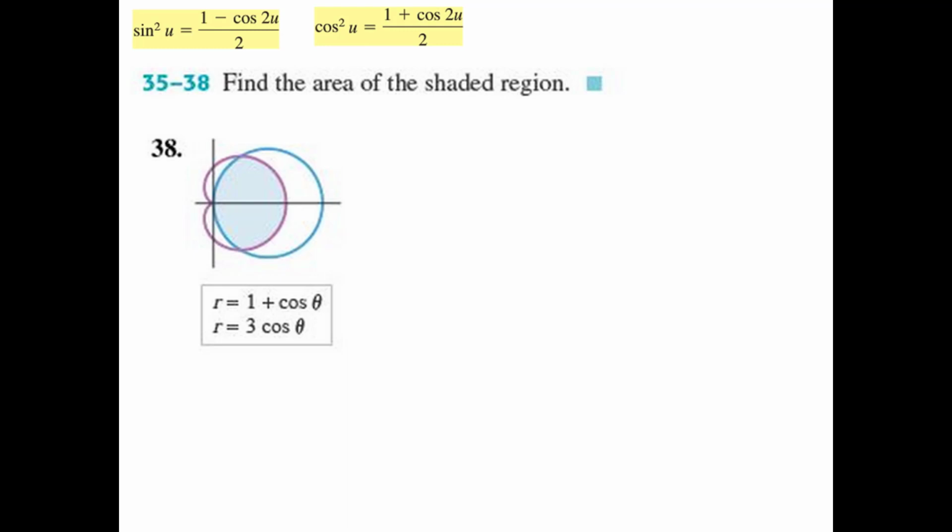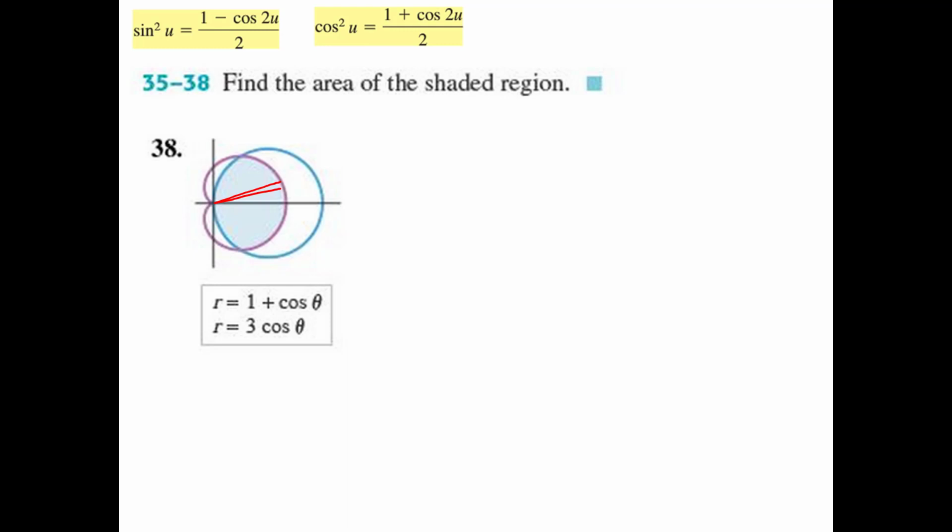Okay, so find the area of the shaded region, right? So we want to find the area of the shaded region. And so if you draw a wedge here, let me draw it in red. If you draw a wedge here, you'll see that this wedge, the entire area is contained by the cardioid, right? And the cardioid is the 1 plus the cosine of theta, right?